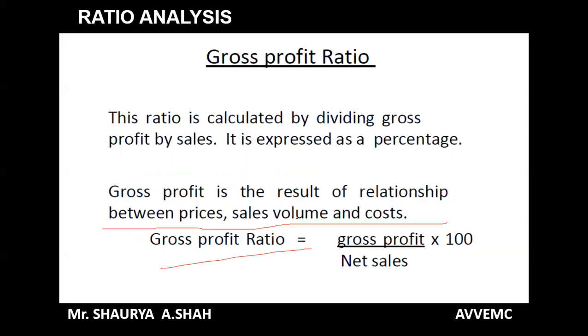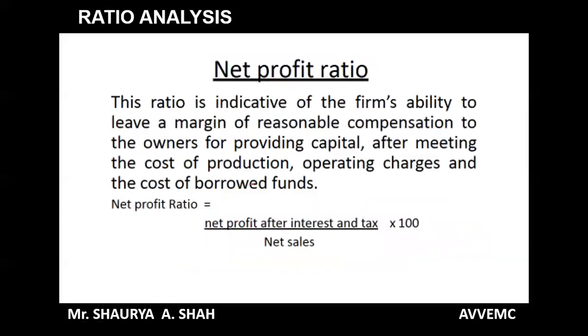So this gross profit is always compared to sales. That is why GP upon net sales into 100. Always remember it is in percentage. I hope it is clear, students. So GP ratio is the first profitability ratio. So far we have seen current ratio, we have seen quick ratio, then we have seen GP ratio, and the next is your net profit ratio.